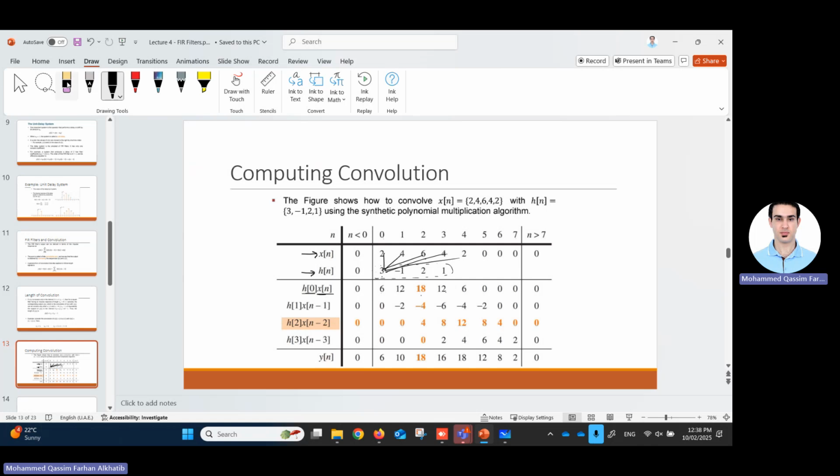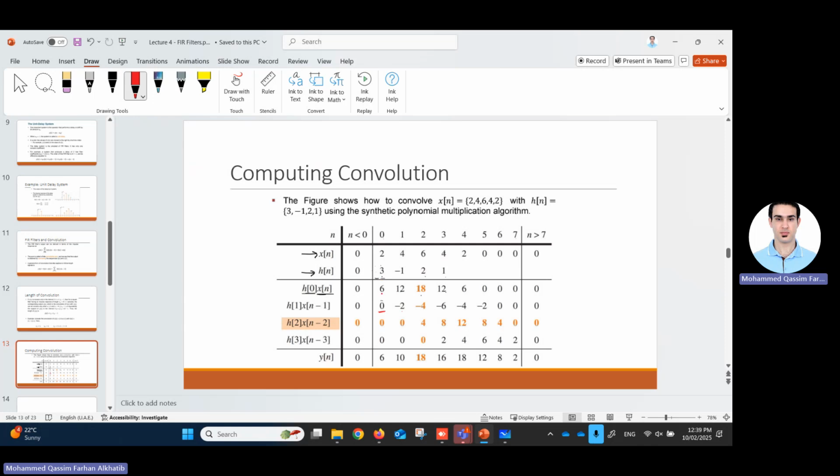So that's the first row. Then the second row, you do a shift by 1 point. So here you do the shift and you start from here, and then you multiply all numbers by -1. So -2, -4, -6, -4, and -2. And then shift by 2 points, you multiply by 2. Shift by 3 points, you multiply by 1.